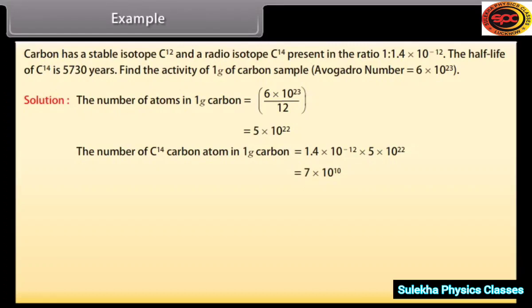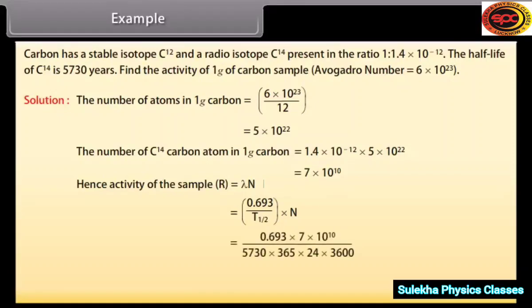Hence, the activity of the sample R is equal to lambda N, which is equal to 0.693 by T1/2 into N, which is equal to 0.693 × 7 × 10^10 divided by 5,730 × 365 × 24 × 3,600, which is equal to 0.26 per second per gram, approximately 16 per minute per gram.